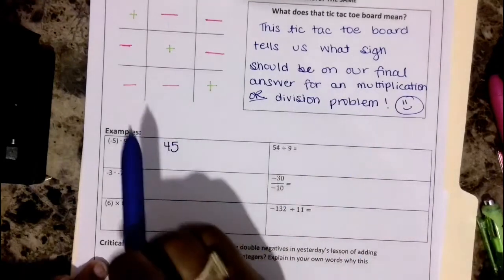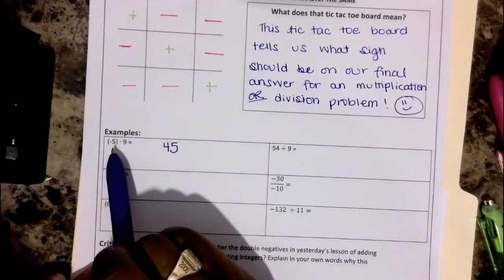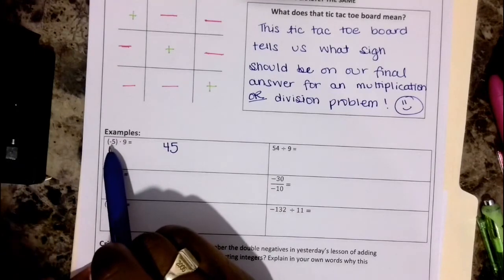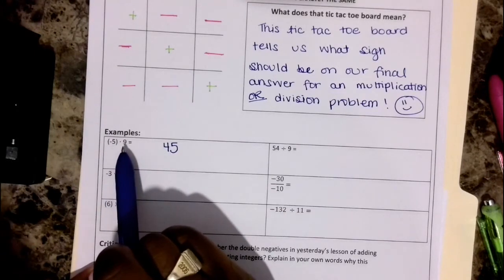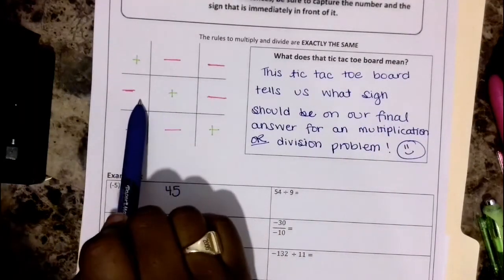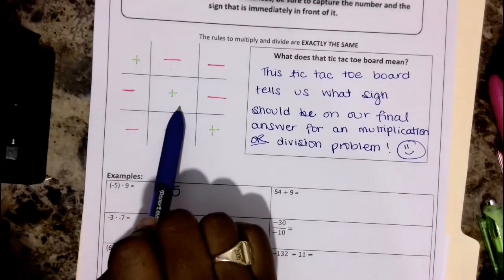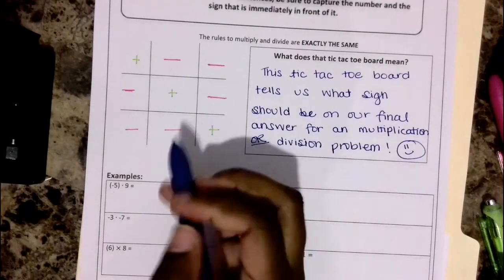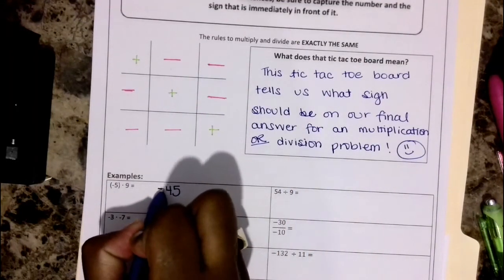Now I'm going to look at the signs. Remember to capture the number and the sign that's in front. I just multiplied a -5 by a +9. So if I multiply a negative number by a positive number, it tells me that my product should be negative. So my final answer to this question is a -45.